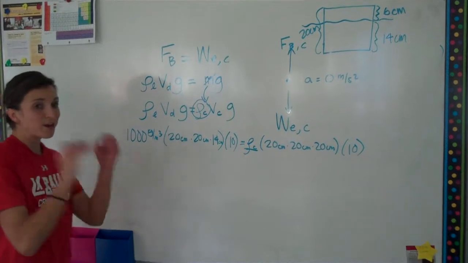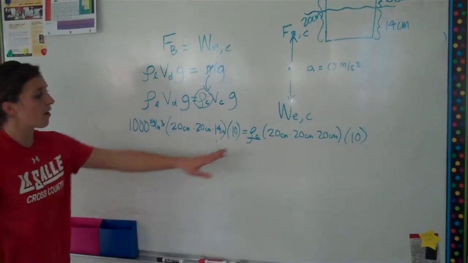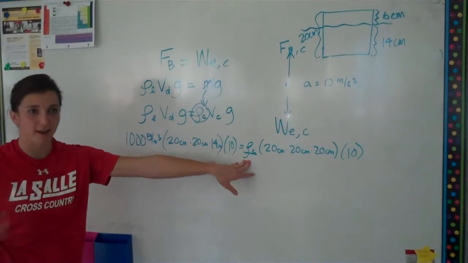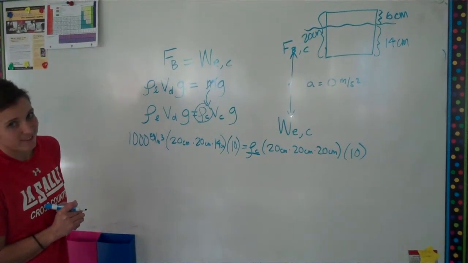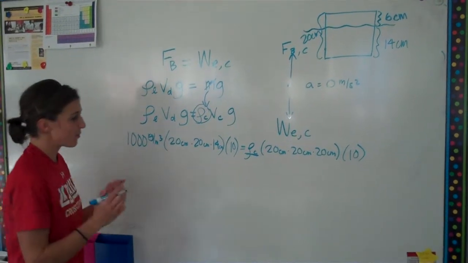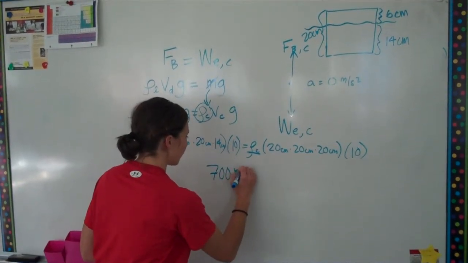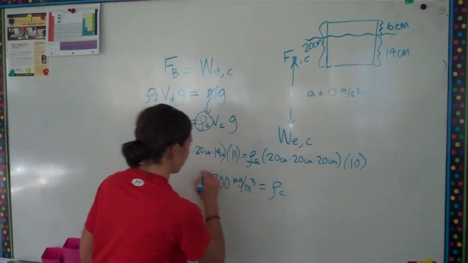Woohoo! So why don't you plug and chug and get a little practice with that? Pause the video and just try and figure out, now if we get to this point, can you figure out what the density of the cube is? So pause the video and figure it out. And we're back. So you guys should have gotten 700 kilograms per meter cubed as our density.